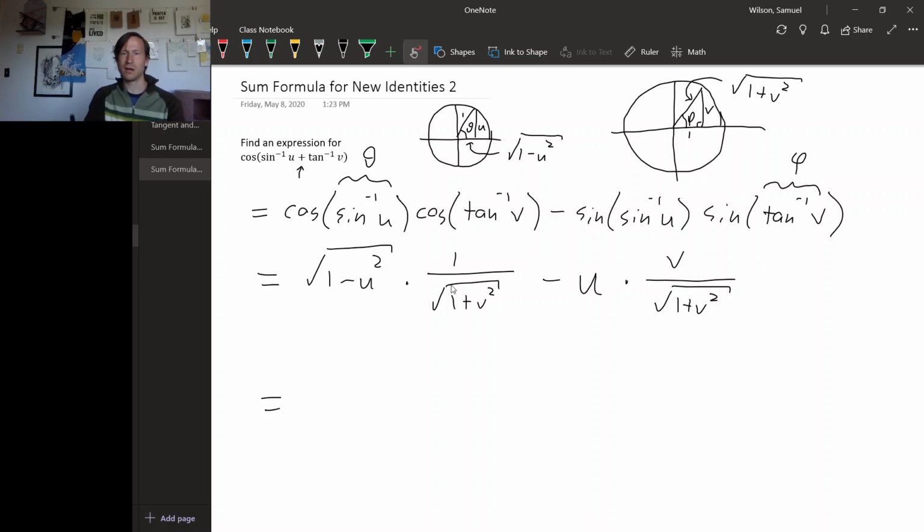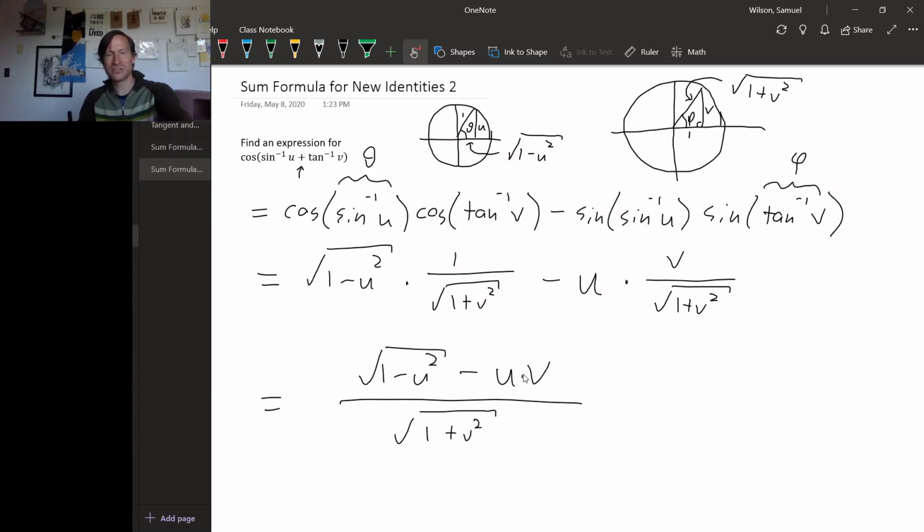All right, now both of these have the same denominator, so we can put them over a common denominator, the square root of 1 plus v squared, and then this left-hand part, the square root of 1 minus u squared, minus u times v. And that's about as good as it's going to get.